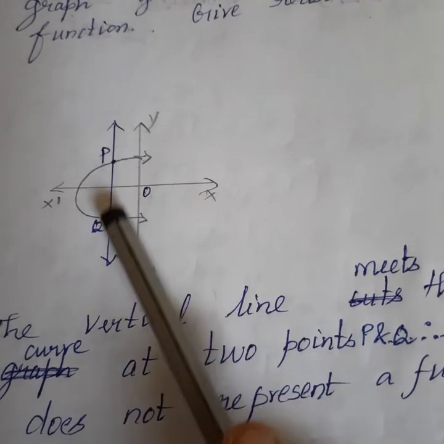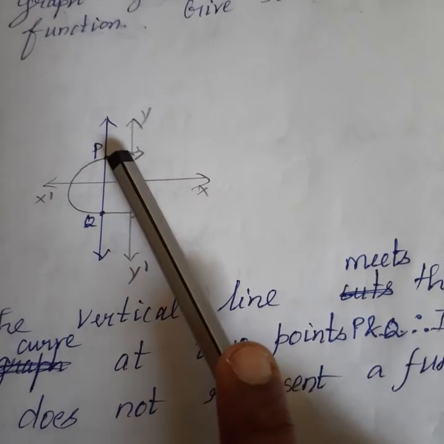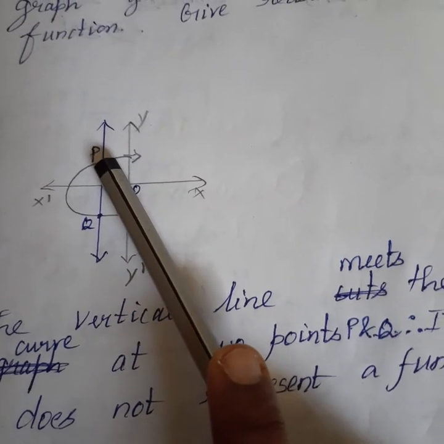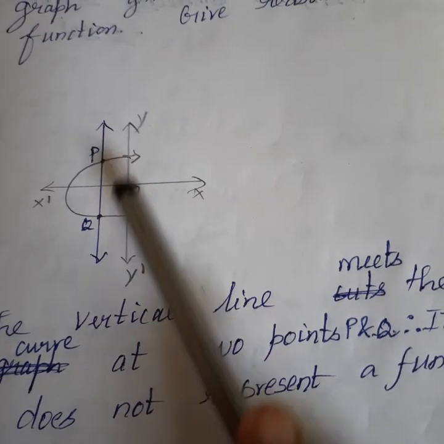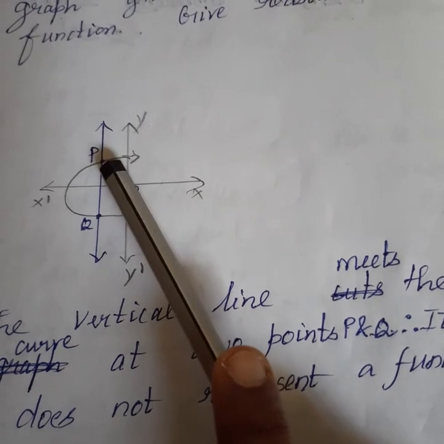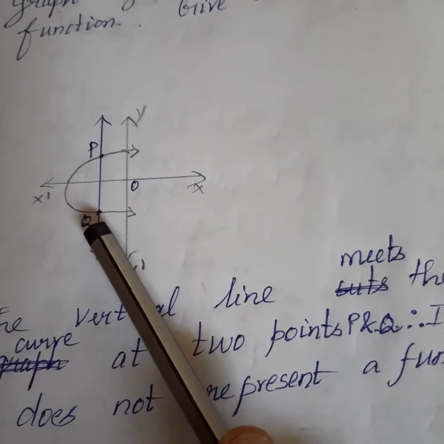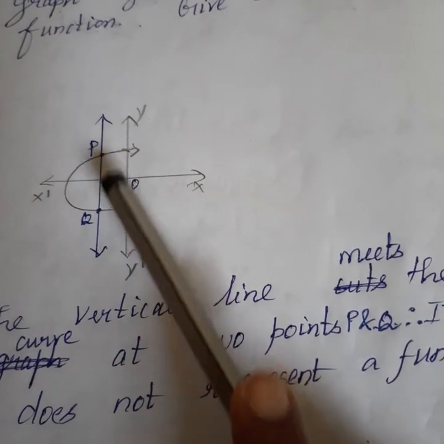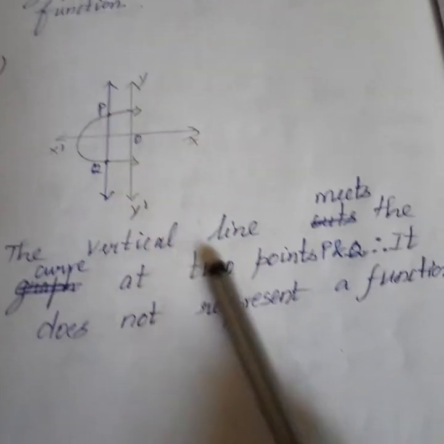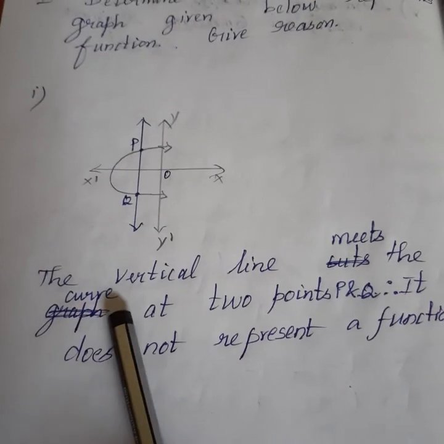Okay, it is not given in the book. For your understanding sake, I have named it as P. Where the vertical line meets the curve, I have named it as P and Q. Alright, so it touches at 2 points, so it cannot be a function. So what is the reason you have to write?